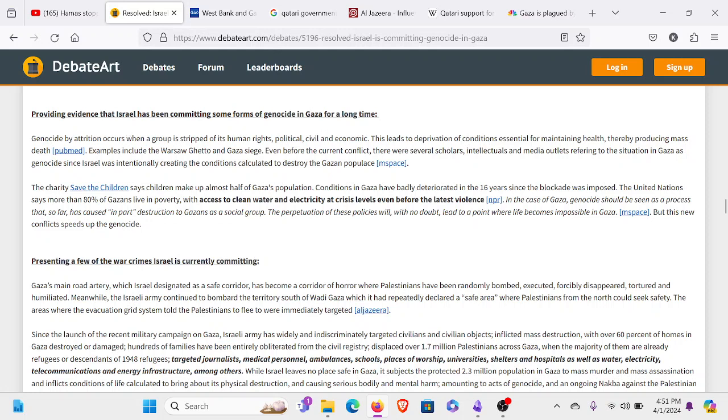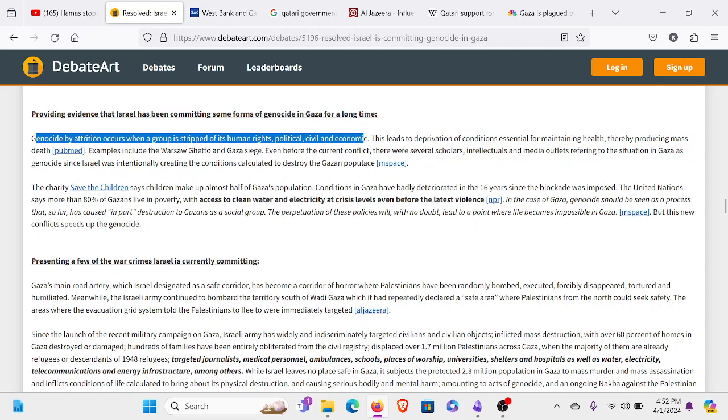Okay, so, providing evidence that Israel has been committing some forms of genocide in Gaza for a long time. And he brings up genocide by attrition. It occurs when a group is stripped of human rights, political, civil, and economic. David's already defined genocide, and he does not see it as stripping you of your human rights, political, civil, or economic. And it's in the description of the debate. So the time to debate that definition is in the comment section or in private messages to arrange a better definition.